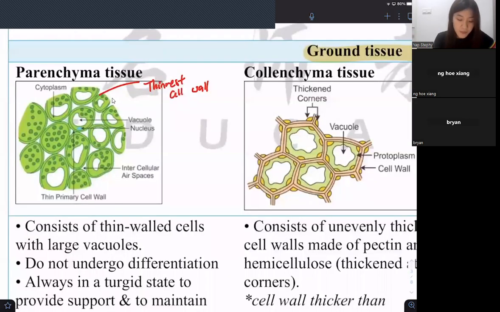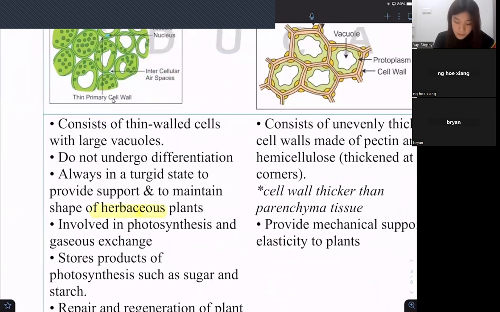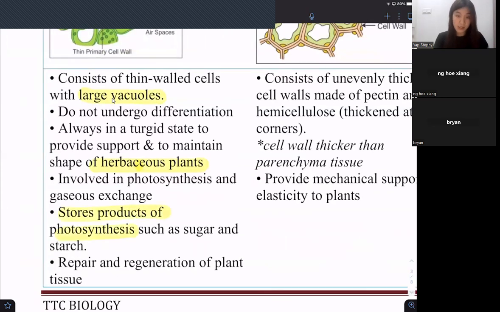So for the next, come and see. What is the function of the parenchyma tissue? Parenchyma can also support the plant, but normally they only support the herbaceous plant. That means the non-woody plant. So it's quite soft. Okay, they don't need so much strength. Actually, the parenchyma has another important function. For example, they have a large vacuole inside. So you can see in the diagram, they have a lot of large vacuoles. The large vacuole's function is to store the products of photosynthesis, for example sugar and starch. Okay, so this is for the parenchyma cell.